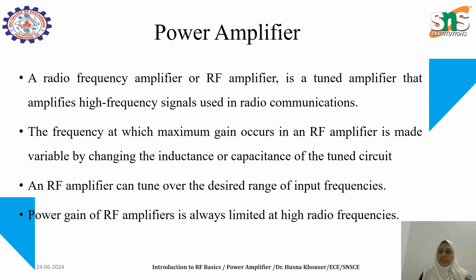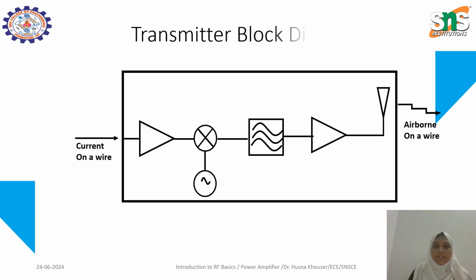Next, we'll see where the power amplifier is located. Recall the transmitter block. Here you can observe this power amplifier is placed before the antenna, and here the signal amplitude will be less after attenuating. So what this power amplifier block will do is amplify the power, that is, it increases the amplitude level of the signal.